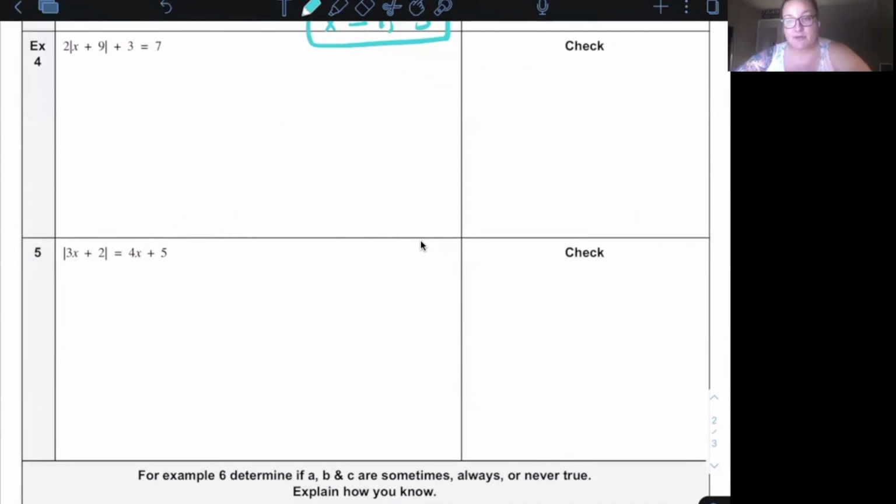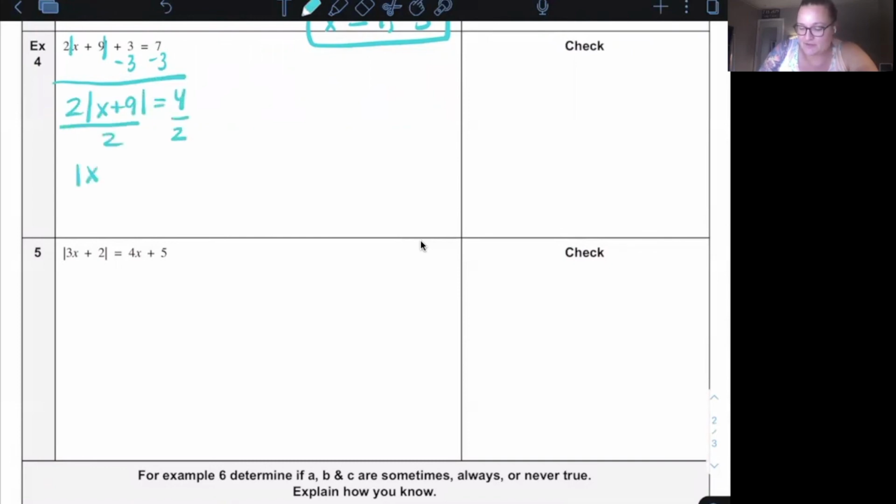So your first step should be to isolate these absolute value symbols. To do that, you need to move 3 to the other side. So 2 times the absolute value of x plus 9 is equal to 4. Then divide both sides by 2, and you get the absolute value of x plus 9 equals 2.